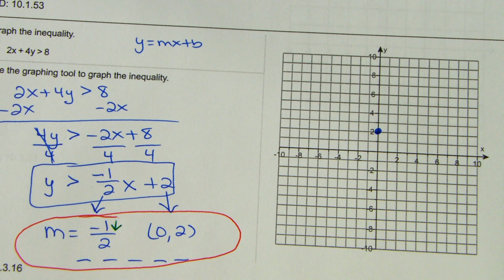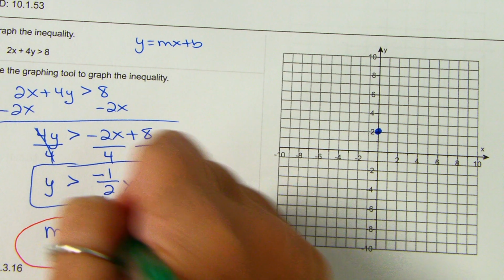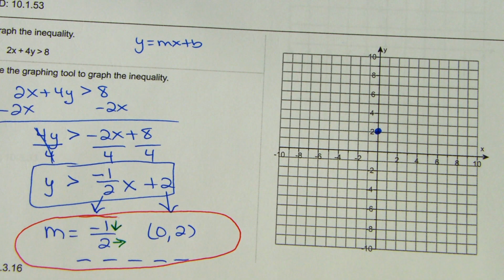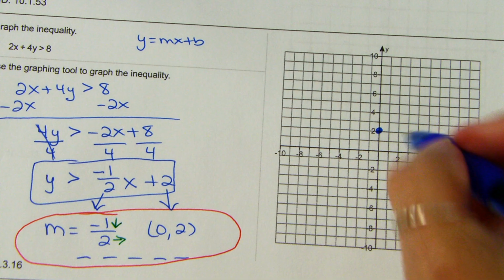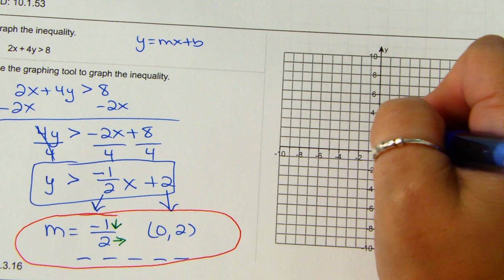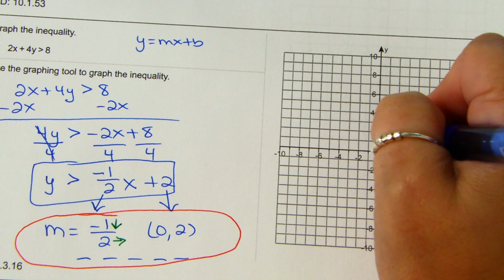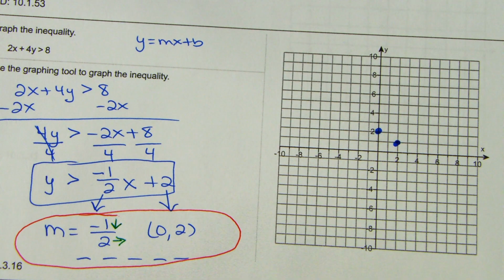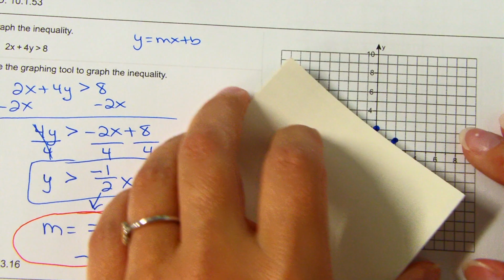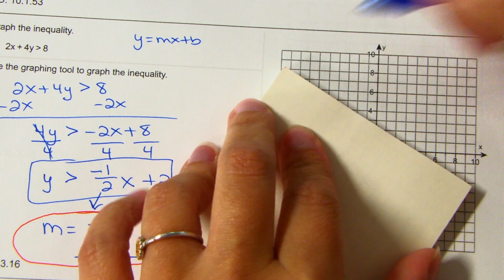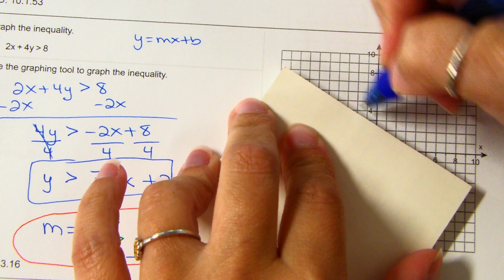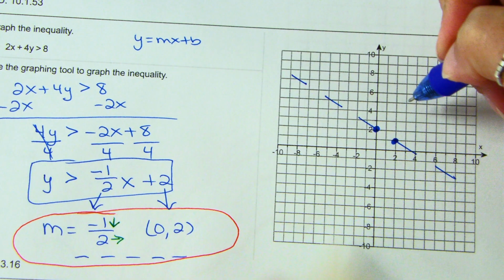Dash, dash, dash, dash, dash. And now I'm almost done, but I have to figure out whether I'm going to shade this region down here or this region up here. And I told you there's a little trick, or the safest thing to do is to always just put in an ordered pair and test it and see if you're right or wrong.